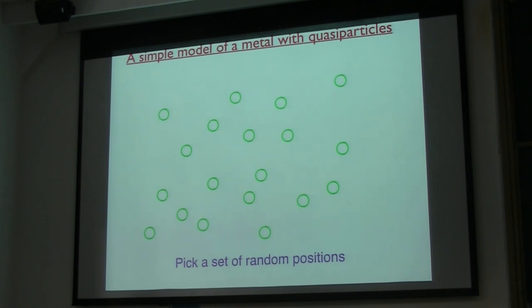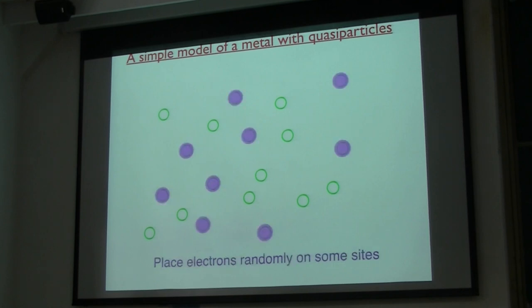Okay. So here's a very simple model of a system with quasi-particles. It's just free electrons to begin with. And I want to simplify life as much as possible, so I don't want any extra symmetries. So I just take some random set of orbitals. It's just a random matrix model, really. And on these orbitals, I put n particles, some number of particles. So there are n sites, and I put qn particles. So q is a filling fraction.